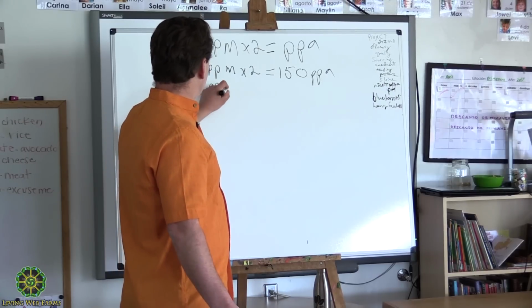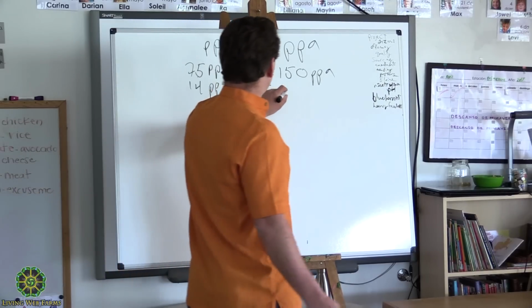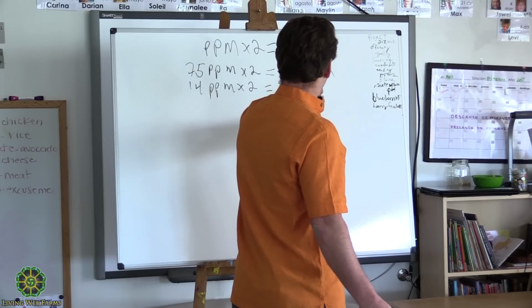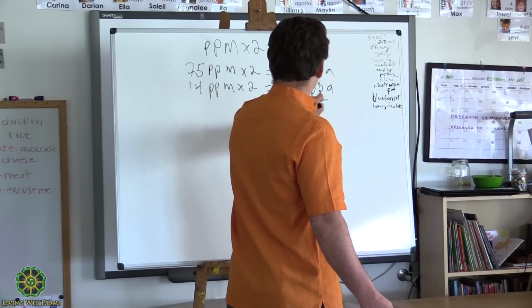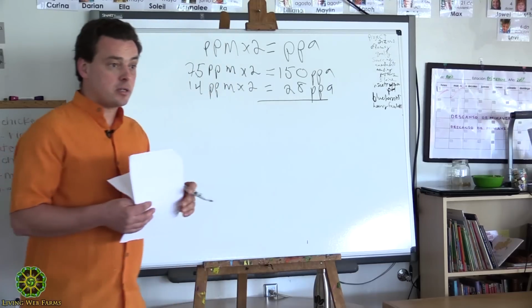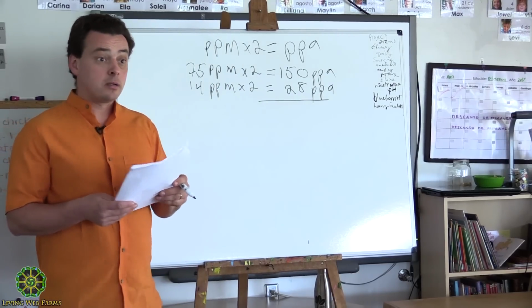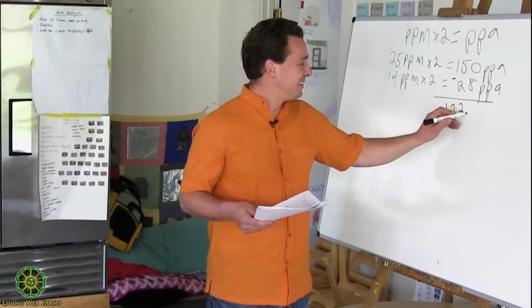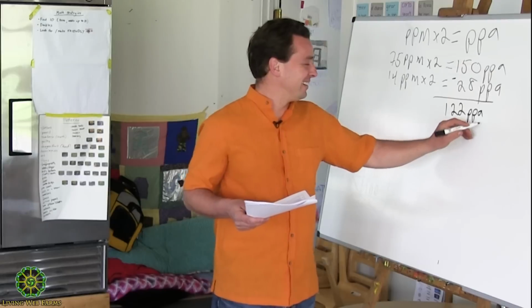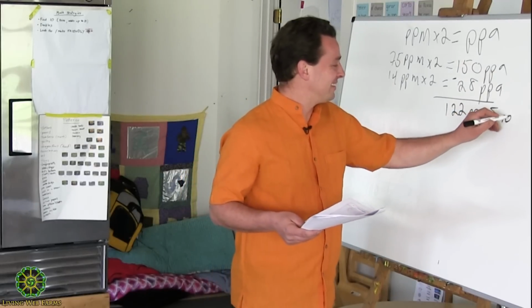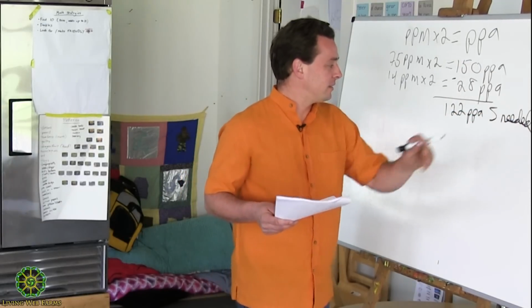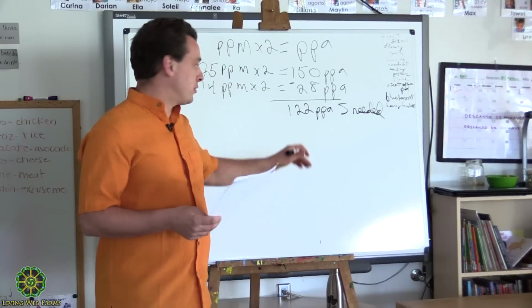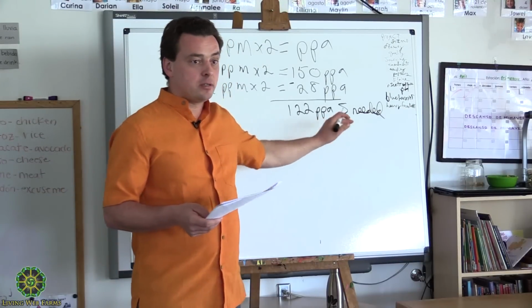14 parts per million times 2 equals 28 pounds per acre. Anybody want to guess what the next process is? Subtraction. 122 pounds per acre of sulfur needed.